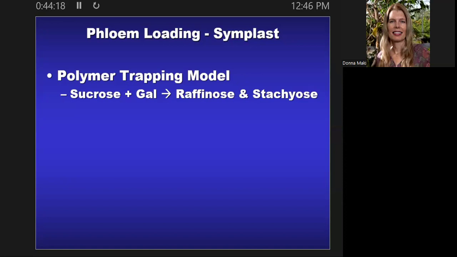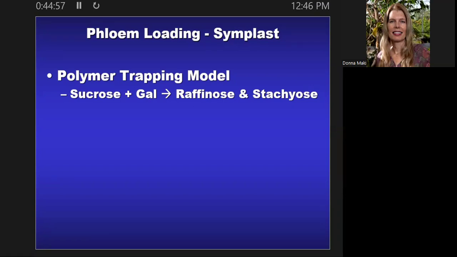What they proposed is, well, okay, what if once it gets into the sieve tube element, or maybe the companion cell right next door, the plant has a mechanism that it can alter sucrose and add a galactose unit on it to make it bigger? And then it becomes raffinose. And then if you add on another galactose, it becomes stachyose. So they're saying, why don't they just change the sucrose to something else bigger? So polymer is trying to get at that. So sucrose is getting bigger. And then because of that, it's physically trapped.